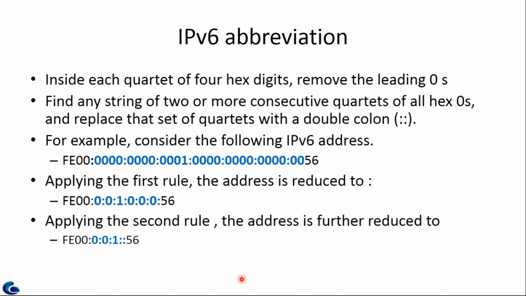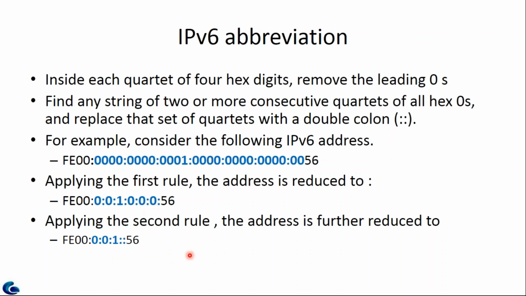Now there is a second rule. The second rule says that if you see two or more consecutive zeros, that means quadrats being zeros, you can replace them with a double colon. Now you can have a situation where that happens twice.